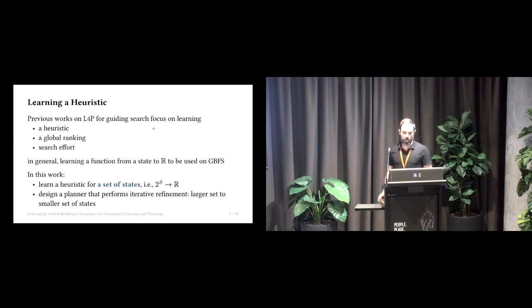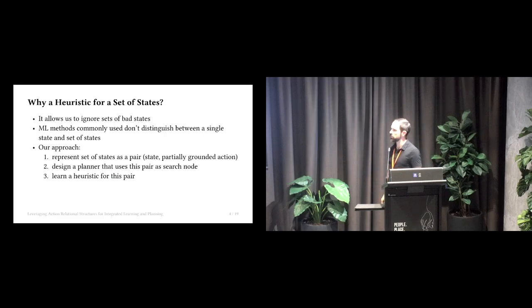So the main question now is, why do we want to do this search on a set of states, or learn a heuristic for a set of states? The first reason is quite obvious: we can ignore a set of bad states. If I have a very large set of states with a very high heuristic value, it's going to go to the end of my queue. I'm not going to have to bother with that, so I put in a lot of things with just one single query to my heuristic.